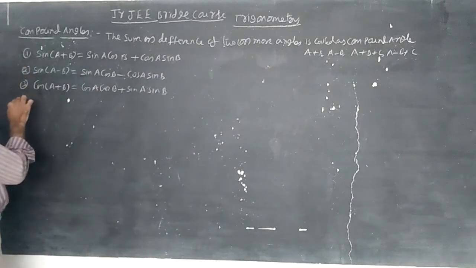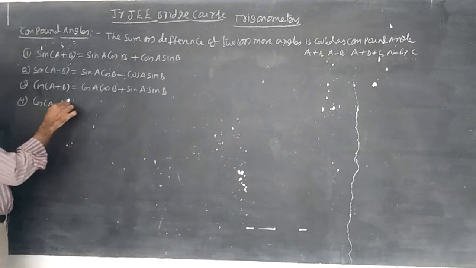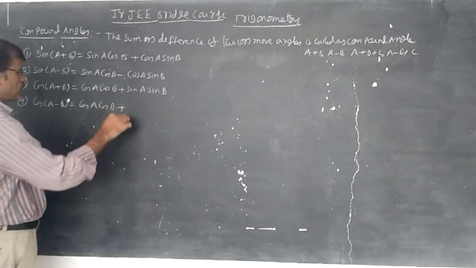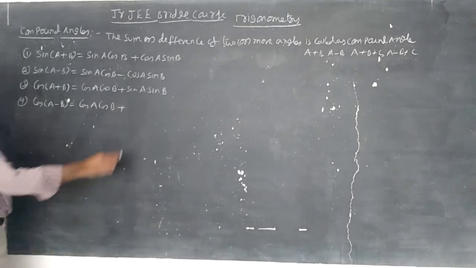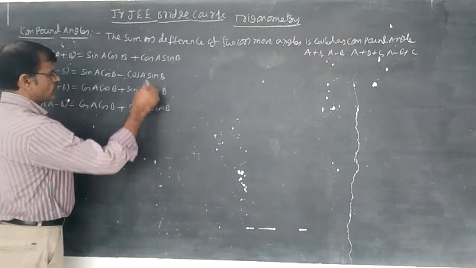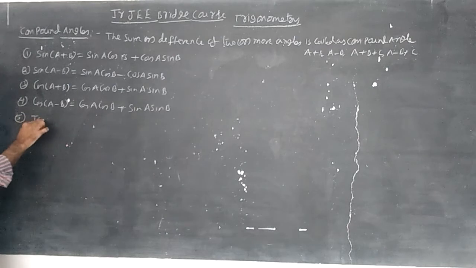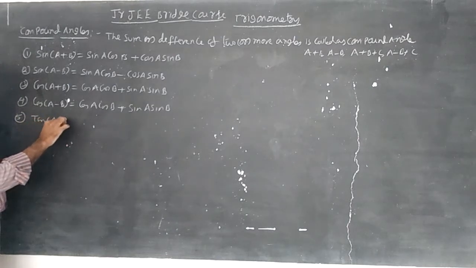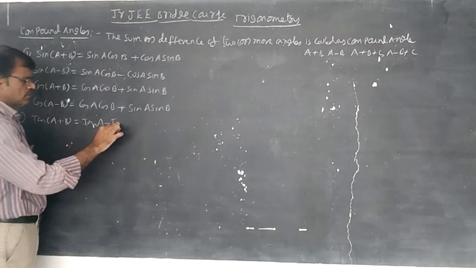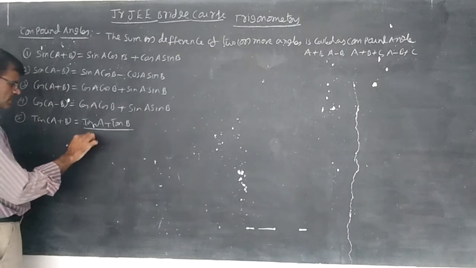Next one, cos of a minus b is equal to cos a cos b plus sin a sin b. For sin and cos, the formulas are different. Fifth one, tan of a plus b is equal to tan a plus tan b by 1 minus tan a tan b.